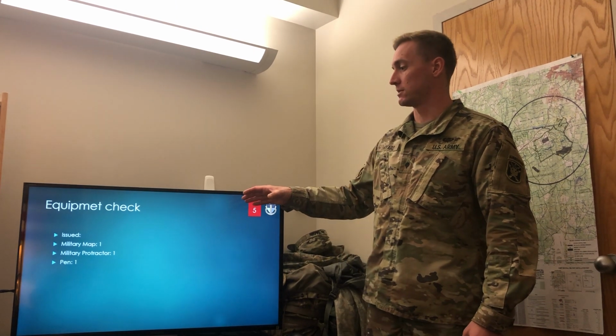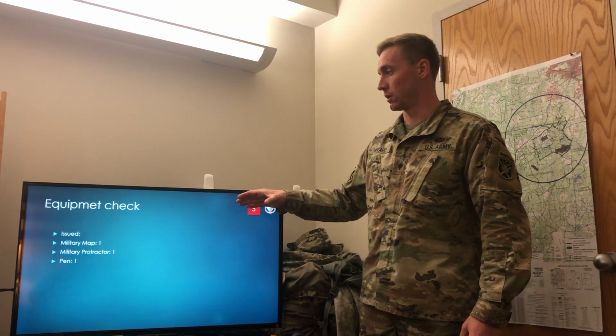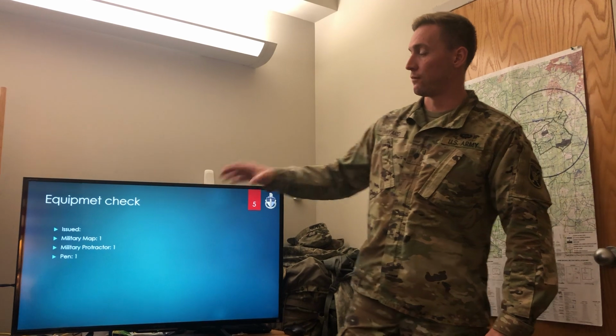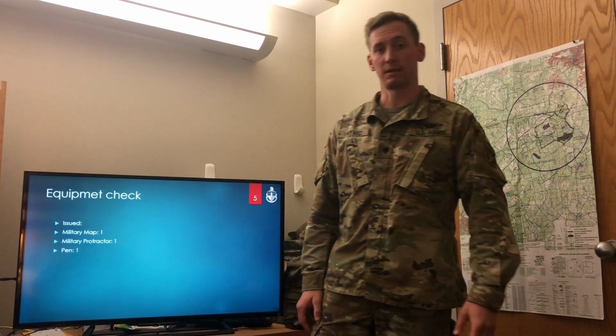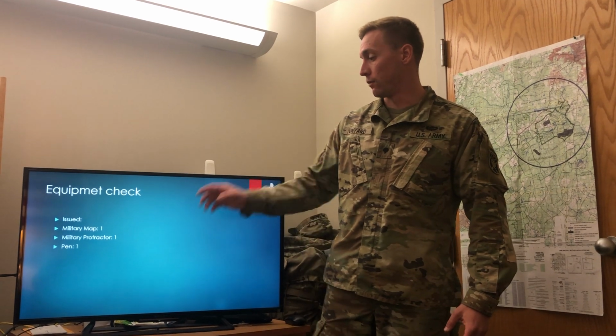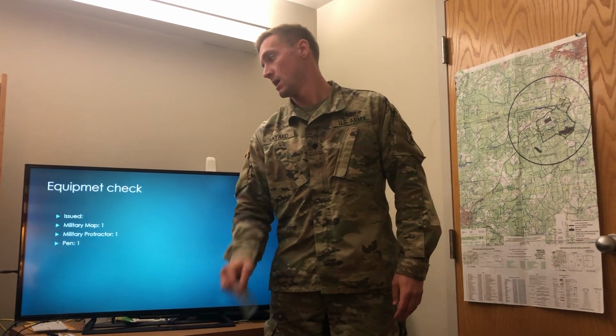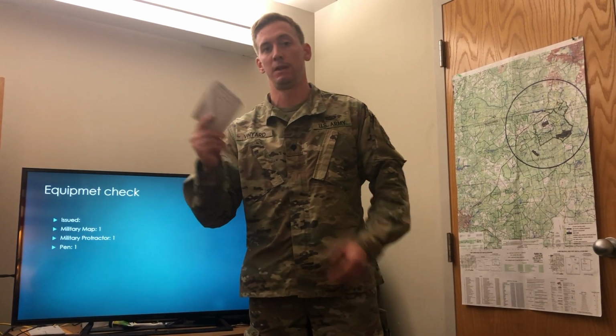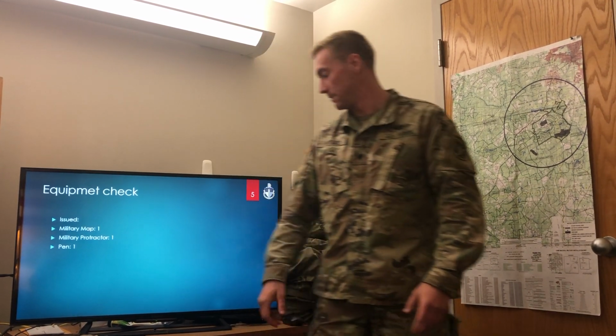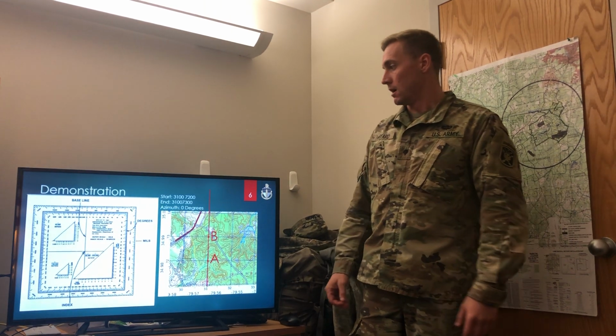Today's equipment check before we start, we just need to make sure we have everything that we're going to use for the class. We have one military map right here that's going to be used to plot the azimuth, or excuse me, to calculate the azimuth. We have one military protractor right here, and then we have a pen right here. Scrap paper is available if need be, but we're probably not going to need it for today's lesson. And then we're going to go forward.